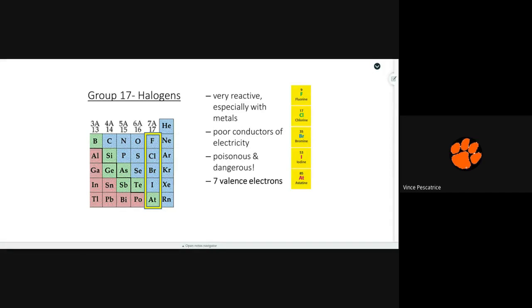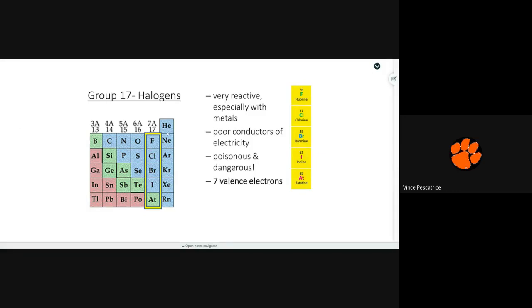But they're very poisonous and they're very dangerous because they're so reactive. So they'll react with living tissue like your skin and break it down because it'll strip electrons away. Fluorine is the most reactive, naturally occurring element on the periodic table. So there are some very, very reactive ones that don't occur naturally. We've made them in the lab, but fluorine is the most reactive one. So hydrofluoric acid is very, very dangerous, bad stuff.